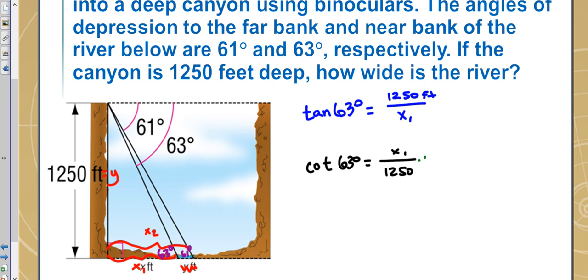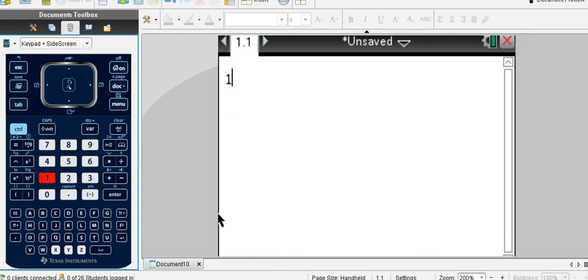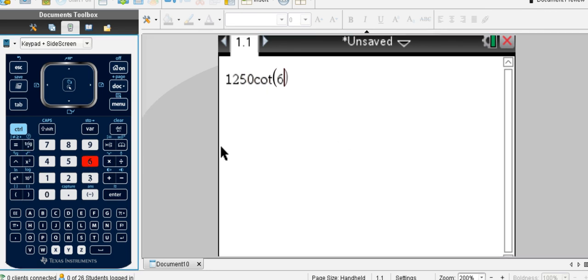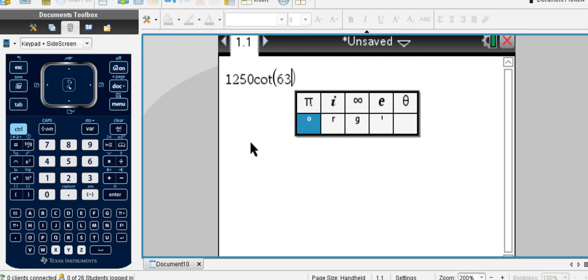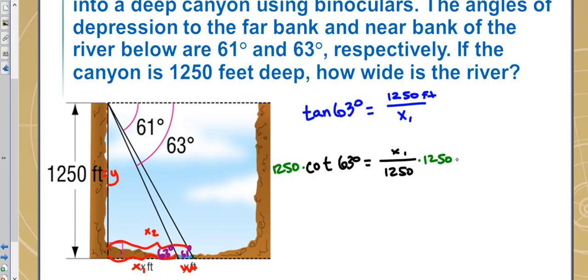We just multiply both sides by 1250. I go to my calculator. And so 1250 times the cotangent of 63 degrees gives us 636.9 feet. So x1, when we cancel that out, equals 636.9.